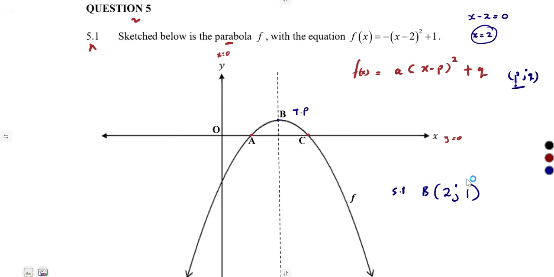So this is the concept. We have got our turning point at B. It simply tells us that the x value along this line, because that is our line of symmetry, is 2 throughout this line, okay?